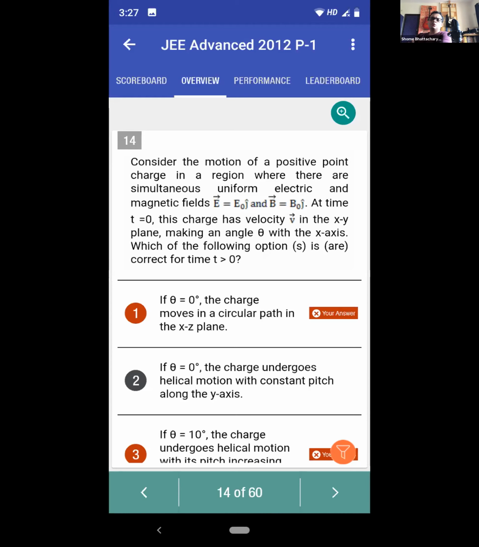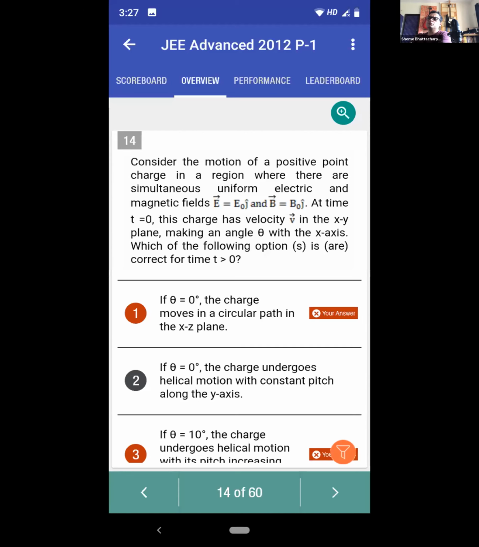Next, now suppose you give it an initial velocity in the xz plane, anywhere in the xz plane. So what is the magnetic field doing on it? It's going to create uniform circular motion. qvB is equal to mv squared by r, that thing.